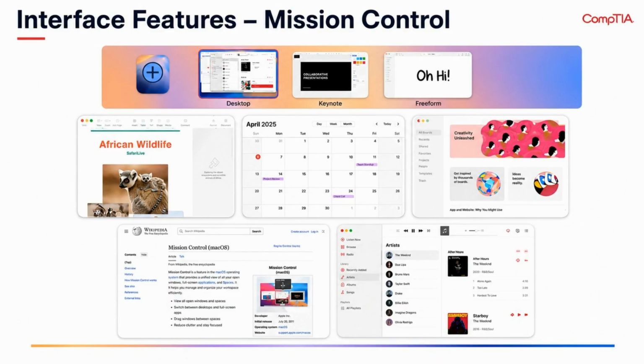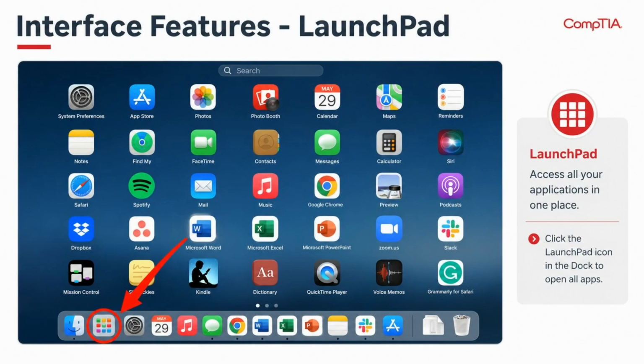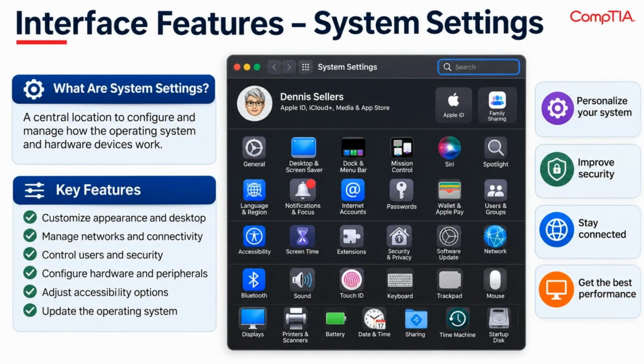Here's Mission Control showing every open window and virtual desktop at once. This is exactly the kind of overview that makes multitasking easier. And here's Launchpad, showing every installed app in a grid layout, comparable to opening the Start menu in Windows. Here's the System Settings app. Notice the sidebar organizing hardware, user, network, and appearance settings all in one central location.